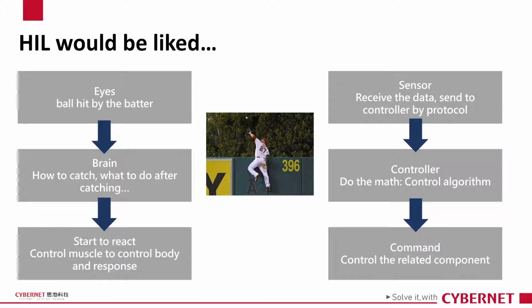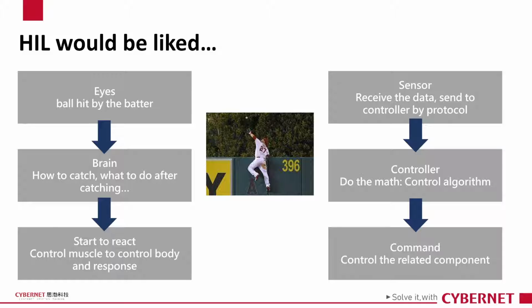Our brain works as the controller, trying to give a base command. The last step is to start to do: run, jump, try to catch the ball. That is what the controller command is for. Give the command and make the actuator move as designed.